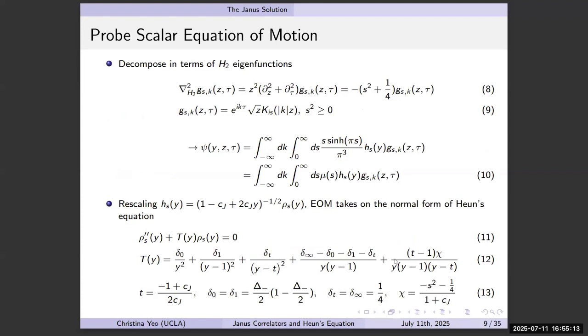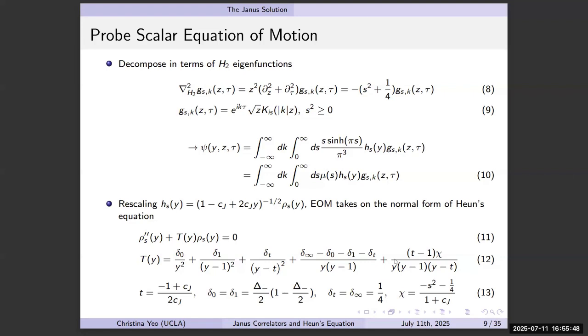Right, so this probe scalar, we can decompose in terms of the Poincare upper half plane eigenfunctions. We take this factorization ansatz, and the H2 eigenfunctions have this form, and then our scalar field we can write like this. We throw that back into our equation of motion, separate the variables, and then after this rescaling of the radial piece, the equation of motion takes on exactly this form, which is what we wanted.